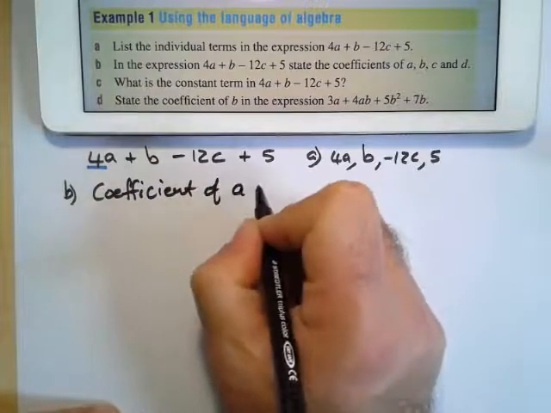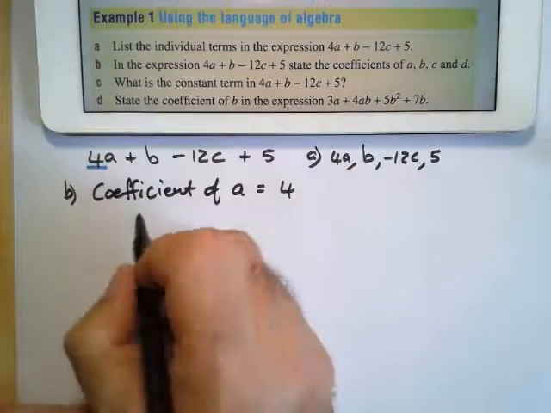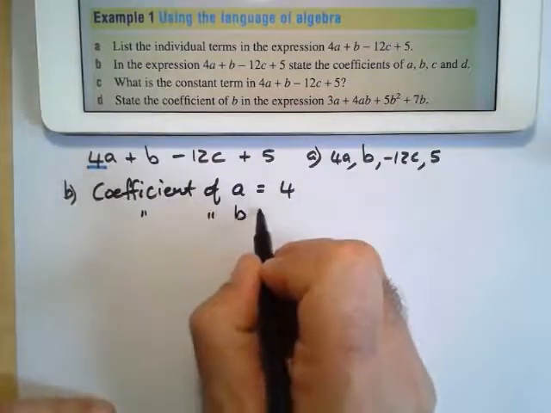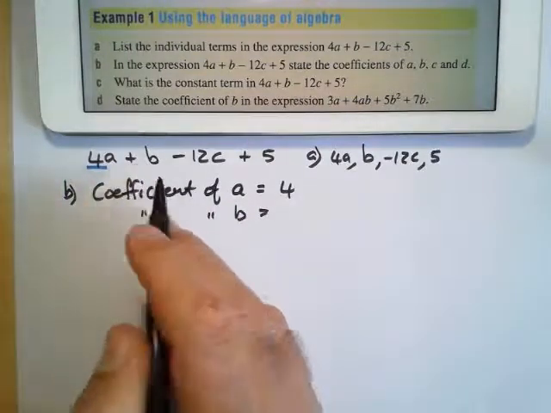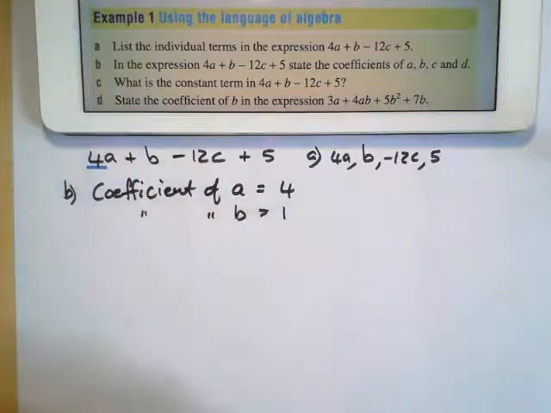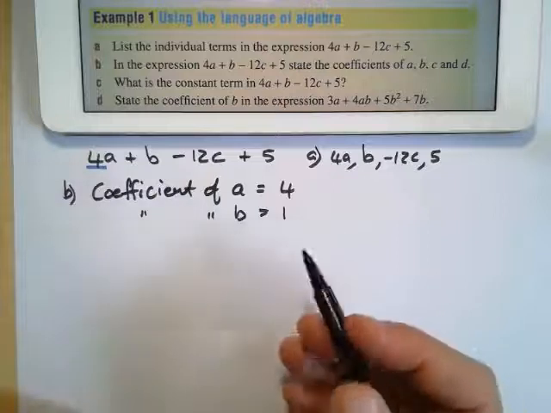The coefficient of A equals 4. The coefficient of B, now it says plus B, so the number that's left, there's nothing there, is positive 1. I'm just going to say 1, I'm not going to say plus 1, because it means plus.